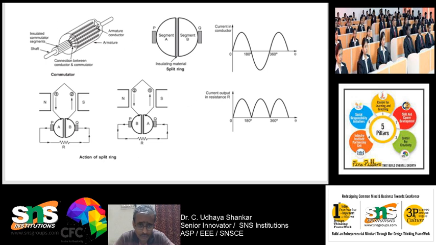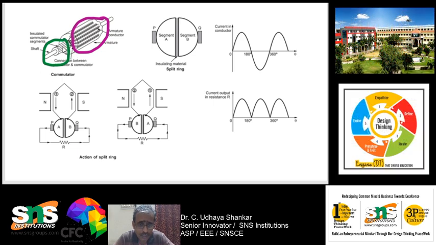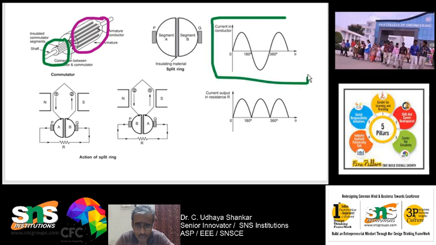Here you can see this is the armature conductor, and I will draw the commutator in green. This commutator is cylindrical in nature, and you can see that the armature winding is connected to the commutator segments. How does it operate? Inside the machine you will be having an AC. What is AC? You will be having a positive cycle as well as a negative cycle.